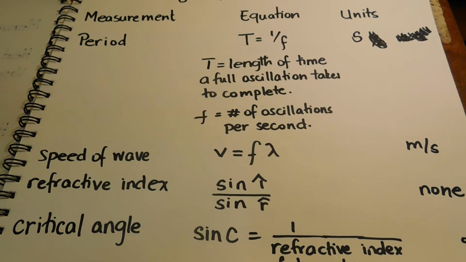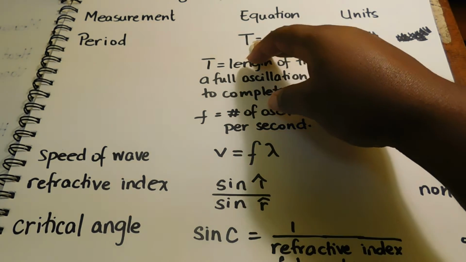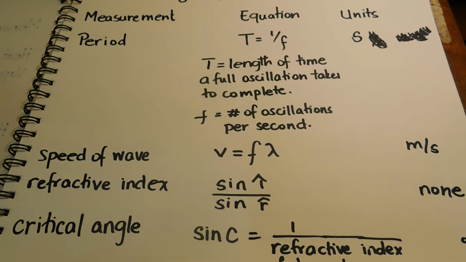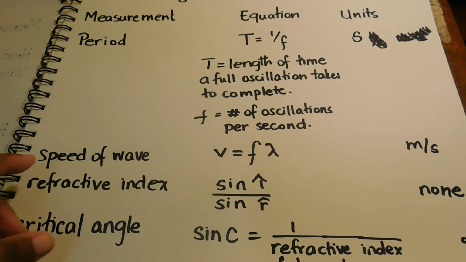Periodicity is the time it takes for something to complete a full oscillation, and that is represented by capital T. And to find the period of something, you would say 1 divided by the frequency, right? And therefore the units are in seconds, because this is time.